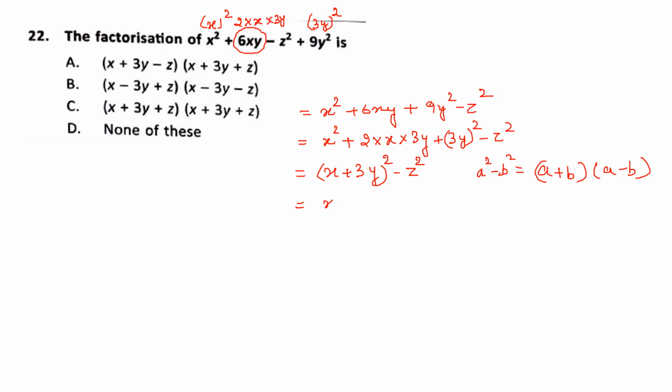So now I am going to write it as a plus b, so this is a plus b, and then a minus b. So from here, if you can see, the correct option is option number A. So the answer is A.